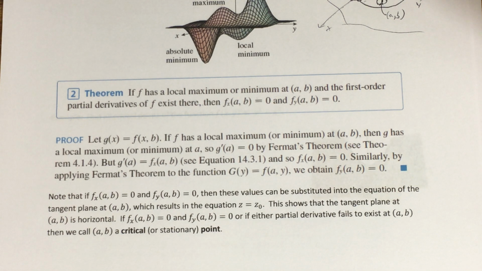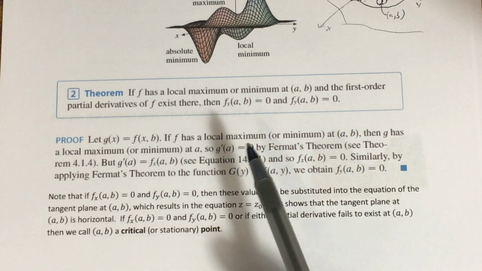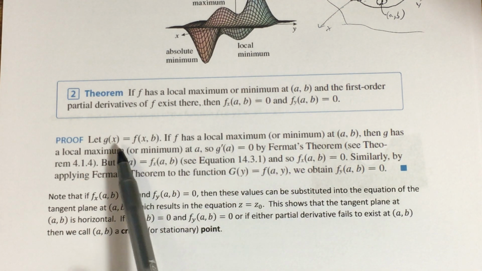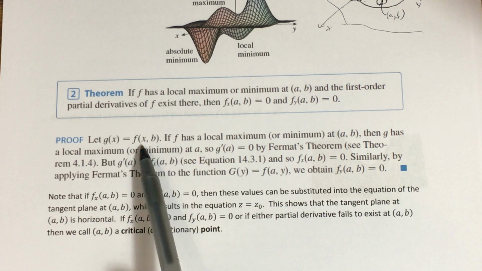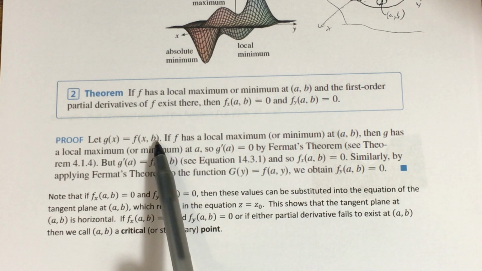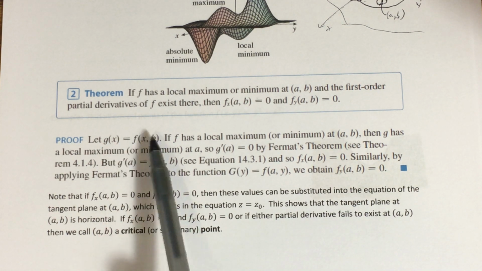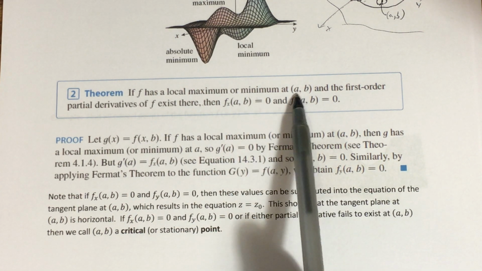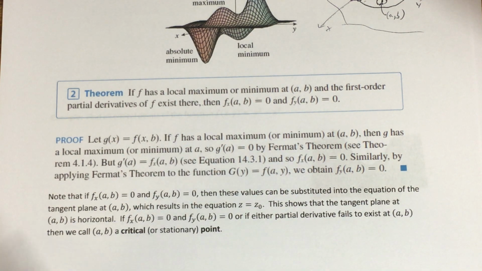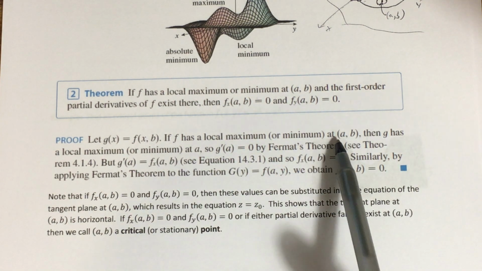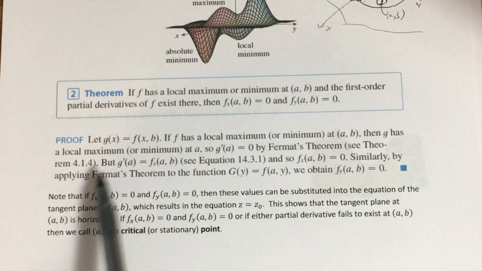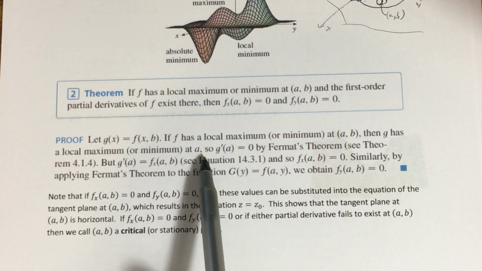We know that there's cases where they don't exist there, but that's where they would exist if the function is differentiable. So to prove this, we're going to define a function g of x, and we've seen this kind of thing before, a way of turning a two-variable function into a single variable function by fixing one of the variables to a constant. g of x will equal f of x, b, and b is the y-coordinate of this point here. If f has a local maximum or minimum for that matter at (a, b), then g will have a local maximum or minimum at a.